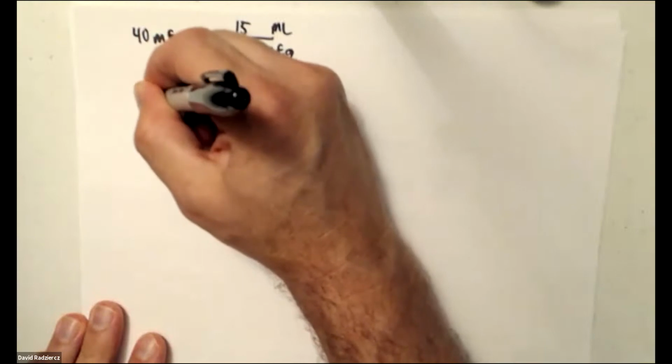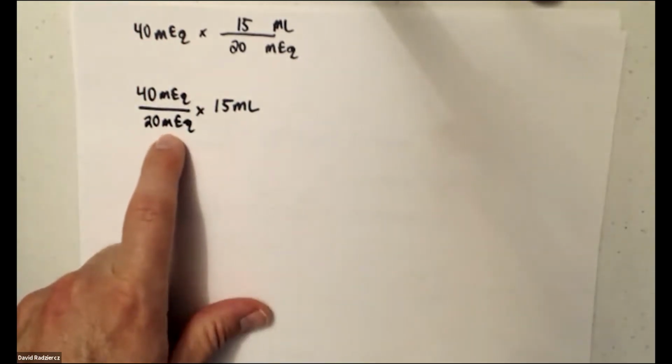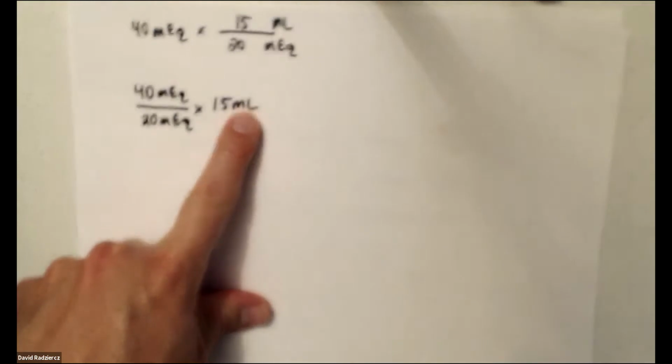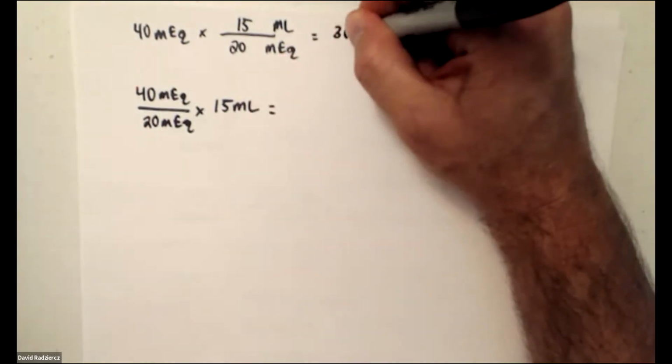So this is a little bit different, right? If I was setting this question up with ordered over have, or ordered over available, I would do 40 MEQ over the 20 MEQ times 15 mL. This is the dimensional analysis way. I didn't put it over one, but you can do that. This is the ordered over have way times your quantity. Just a couple different ways to set this up, but no matter how you set it up, you're going to get the same answer, 30 milliliters.